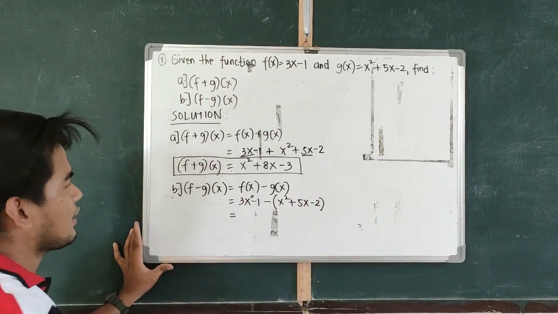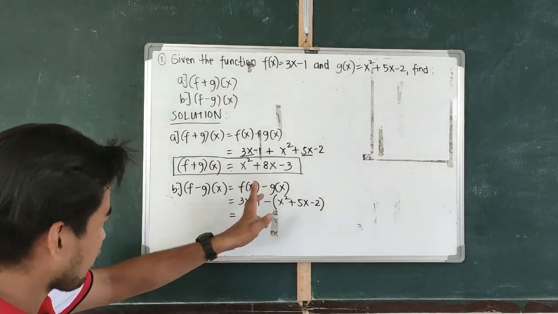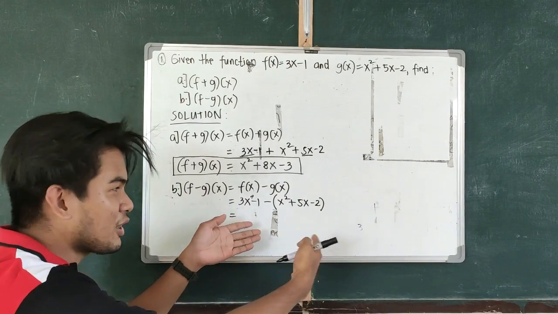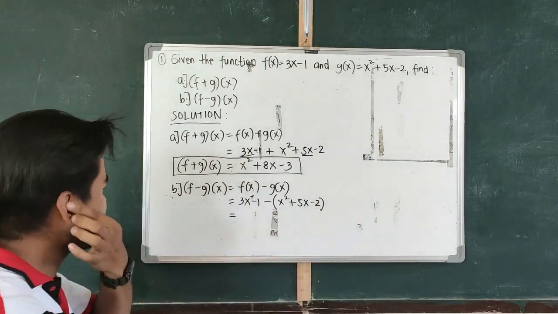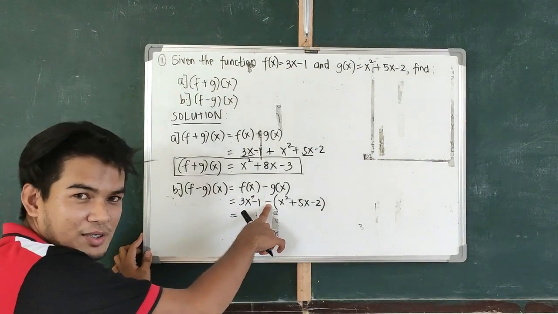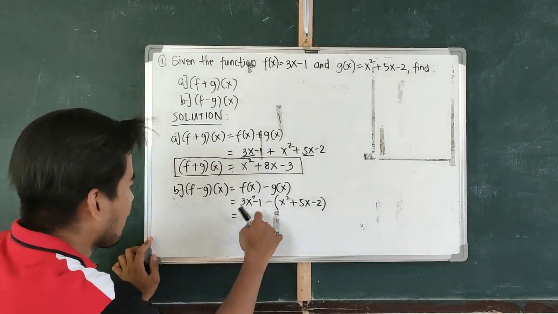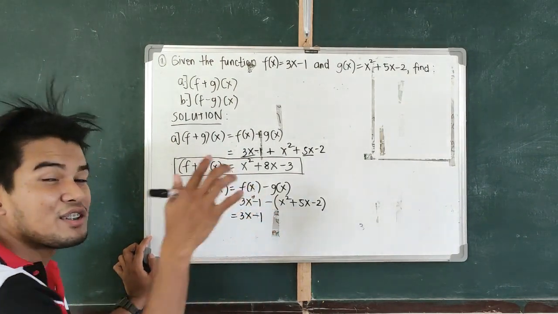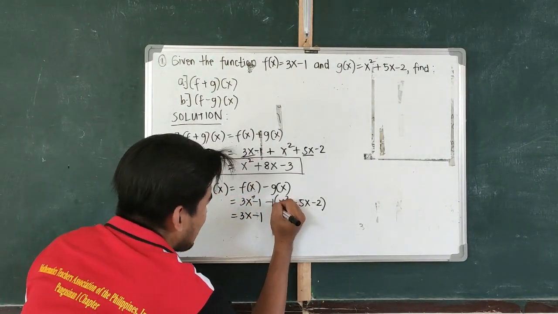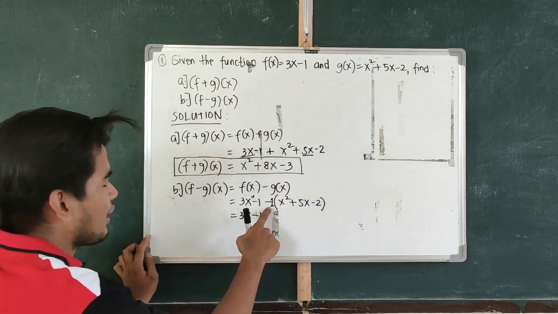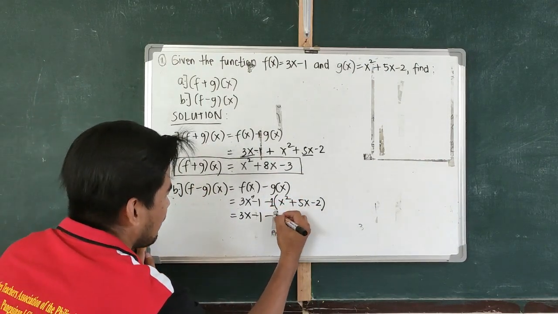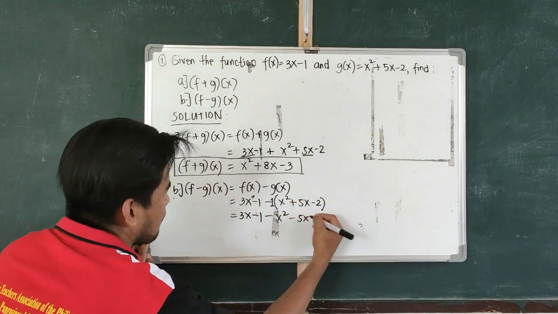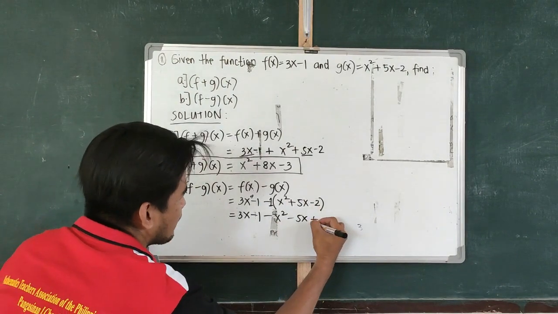So anong napansin ninyo, as I said earlier, kapag subtraction, yung nasa dulo, we always enclose the terms of that function using parentheses kasi kailangan pang i-distribute sa negative symbol here. We bring down 3x minus 1, yan na merong 1 sa gilid. Okay? So, negative 1 times x squared is negative x squared. Negative 1 times 5x is negative 5x. Negative 1 times negative 2 is positive 2.